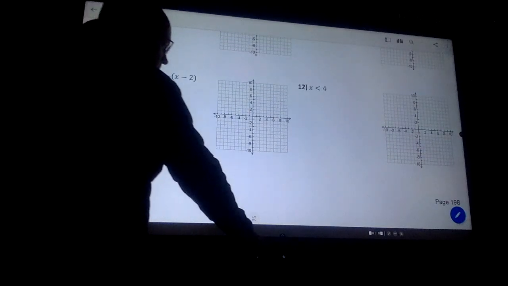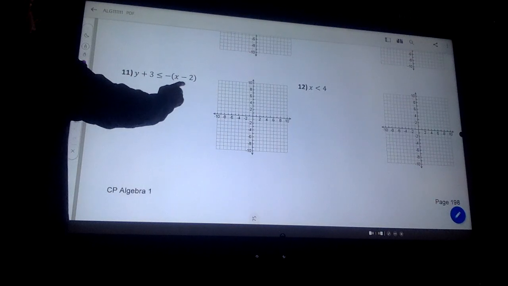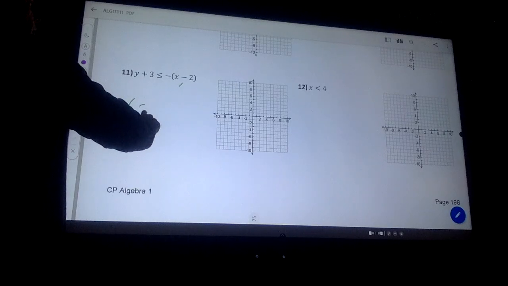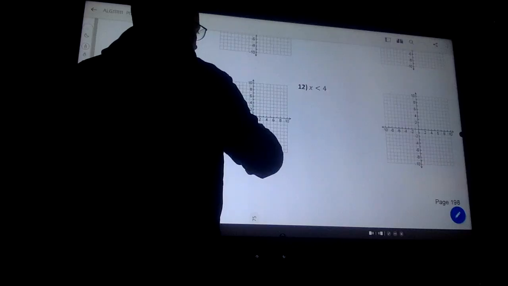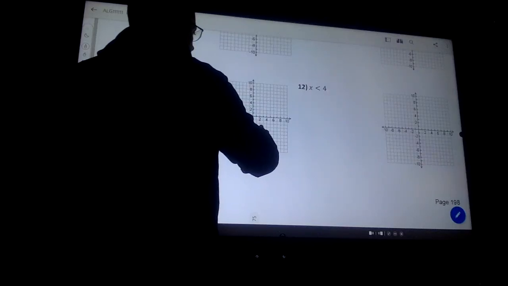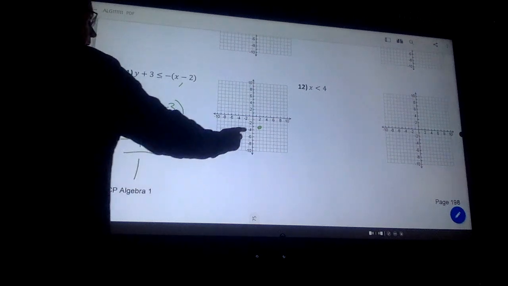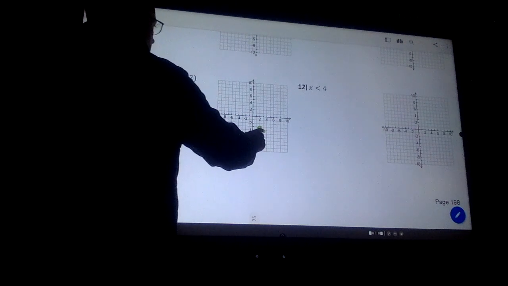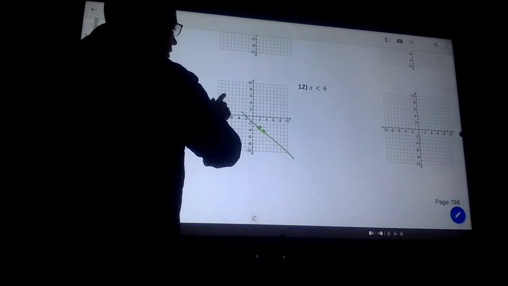All right, number 11, number 12. Number 11, my point is going to be opposite of that, so I'm going to get 2 opposite of that, which is -3. So 2, -3 is down here. I have a slope of -1, which is -1/1, so I'm going to go down 1, right 1. I have an equal sign, so I'm going to just take it like this.